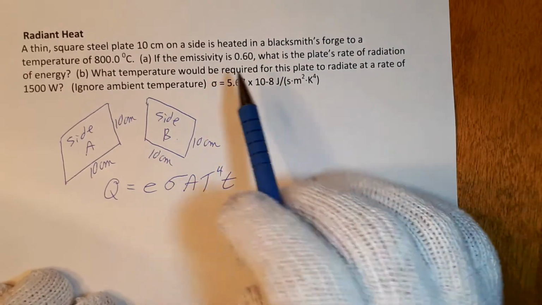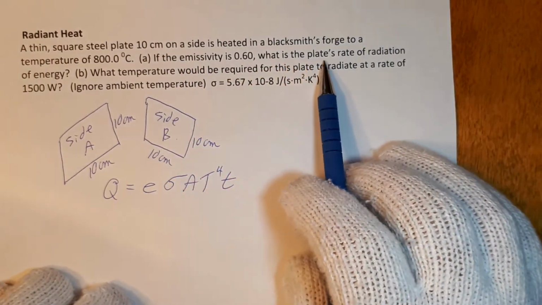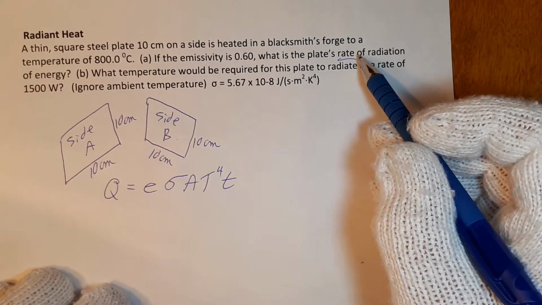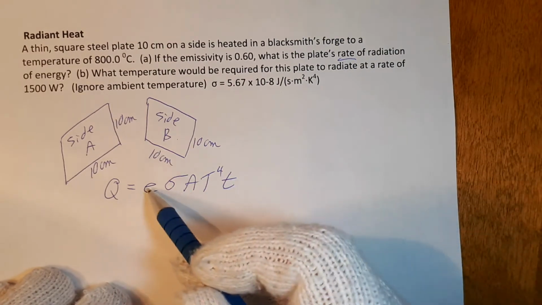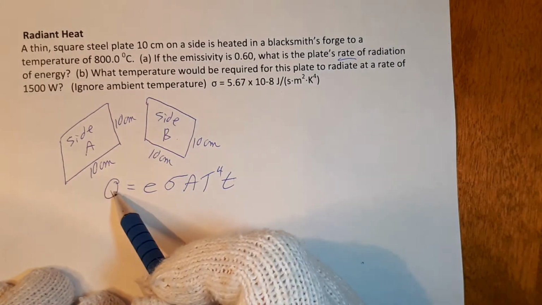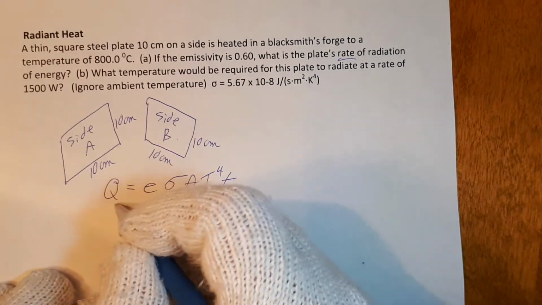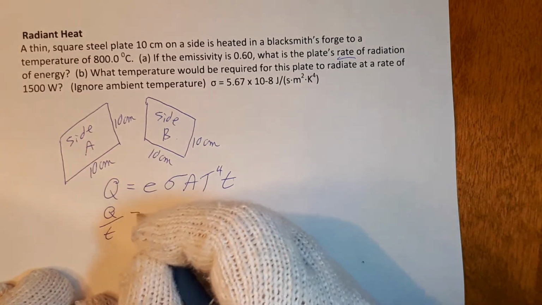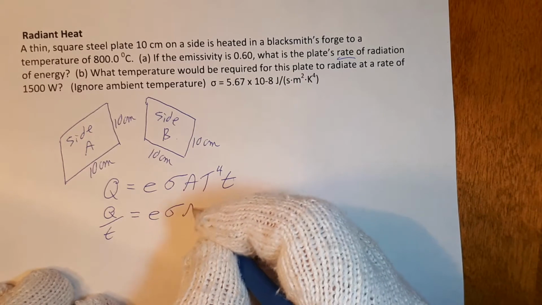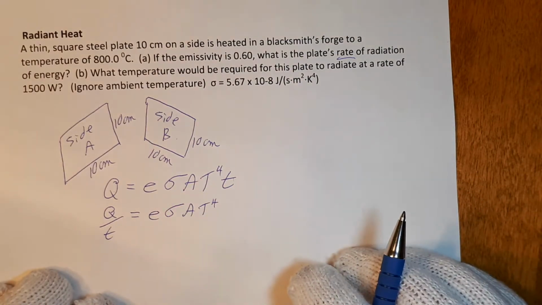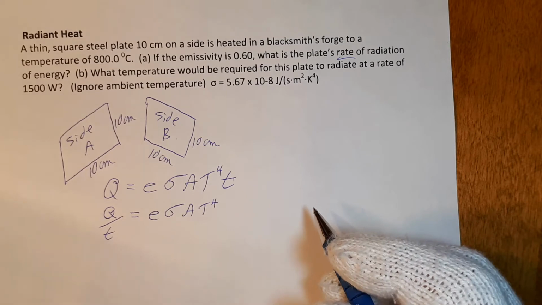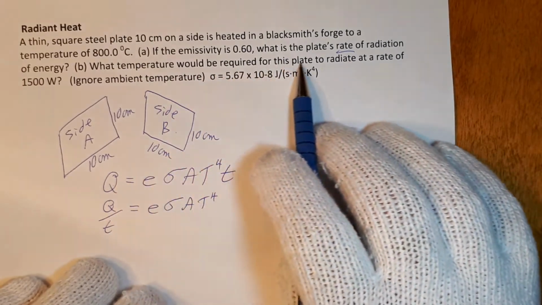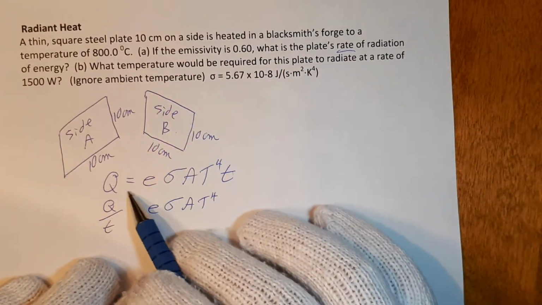Going back to the question itself, it says, if the emissivity is 0.6, what is the plate's rate of radiation? There's that word rate again. And when we have rate, it is something divided by time. So we need to change this into terms of rate. Here's the time. There's the heat. So for the rate of radiation, I'm going to bring the time over to the left. Q divided by t, that'll be the rate, equals E sigma A temperature to the power of 4. Now that we have the equation in terms of how we want to use it, the plate's rate of radiation of energy, there's our rate.